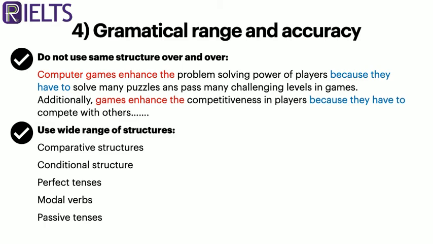So I have given 2 points here, but you could see that I have chosen the same kind of grammatical structure. It starts with enhances this, and then I give the reason by writing because they have to. So this is the same kind of grammatical structure. Do not do this. Always vary your grammatical structure, and you can use a wide range of structures. I have written the examples here: comparative structures, conditionals, perfect tenses, modal verbs, passive tenses. You can learn all these kinds of structures and try to use them naturally. Do not force them into your writing.